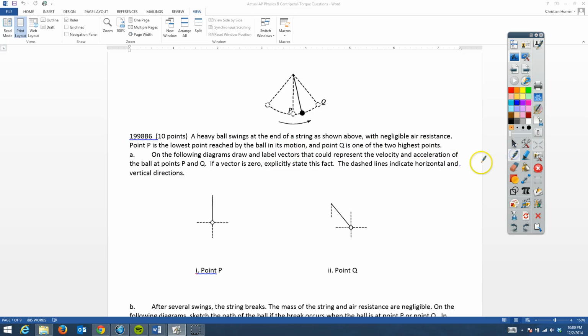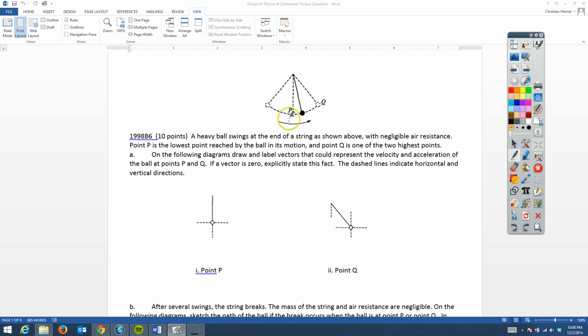This is the worked out solution, and the first one here says you have a heavy ball swinging back and forth with negligible air resistance. Point P is the lowest point, and Q is one of the two highest points, so the other high point would be here. On the following diagrams, they want you to draw and label all the vectors that could represent the velocity and acceleration of the ball at points P and Q. If a vector is zero, explicitly state this fact. The dashed lines indicate the horizontal and vertical directions.